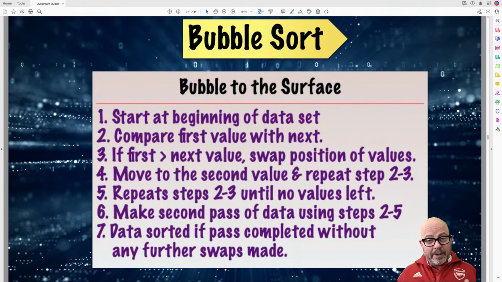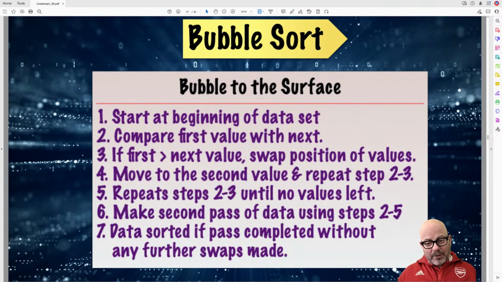So you start at the beginning of the data set, at the beginning of your list, and you compare the first value with the next. And as you said, Hayden, this is looking familiar, isn't it? If the first value is bigger than the next value, you swap the position of the values. And you move to the second value, and you repeat steps 2 to 3. And you go through the entire set doing that.